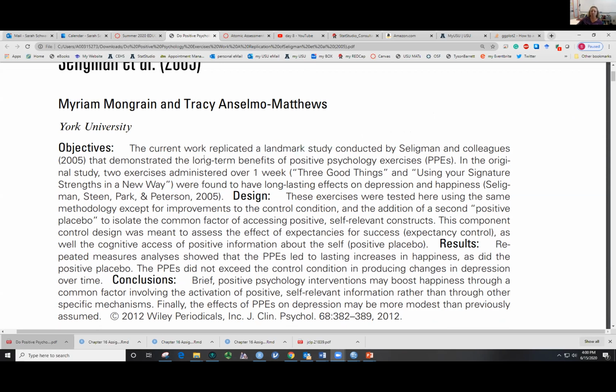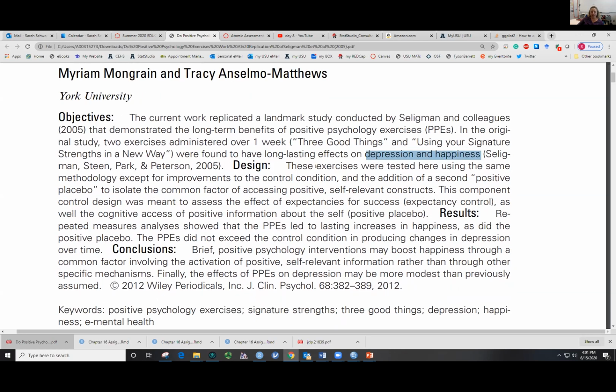So they're looking at benefits of these positive psychological exercises. Specifically, they're looking at this thing called 3 good things, and it's an exercise that they do. The original study looked at 2 exercises, the 3 good things and using your signature strength in a new way, to see if they had any long-term effects on 2 outcomes, depression and happiness. So they tested these exercises here. They're supposed to improve.